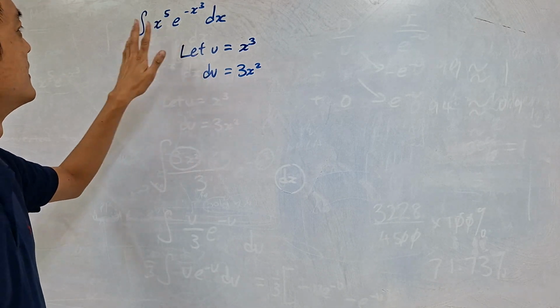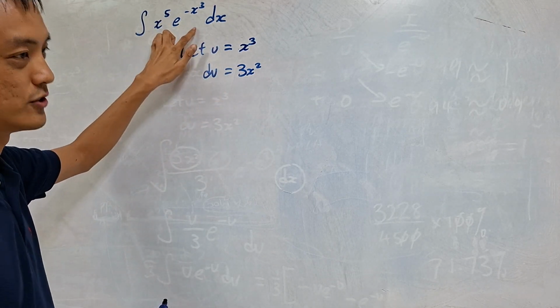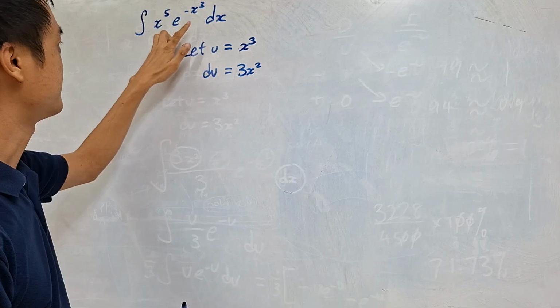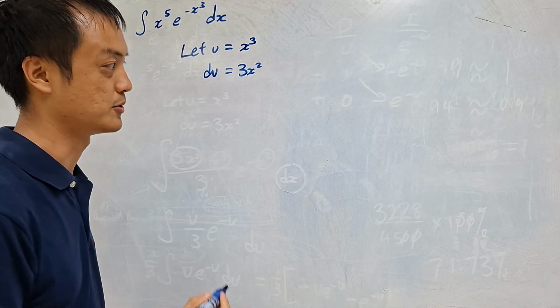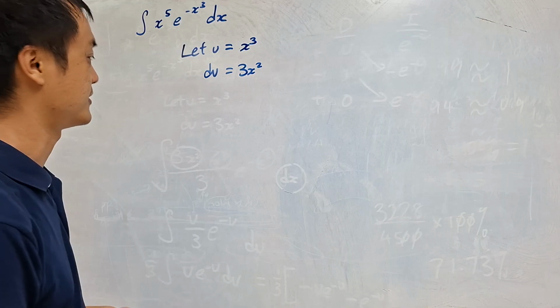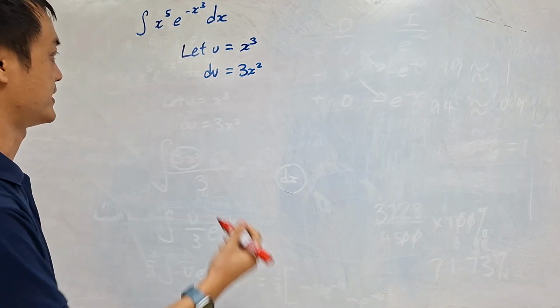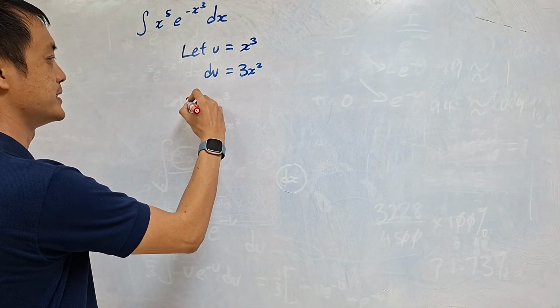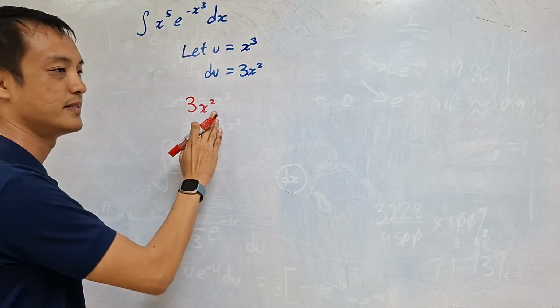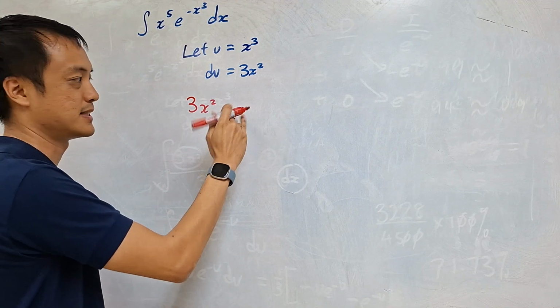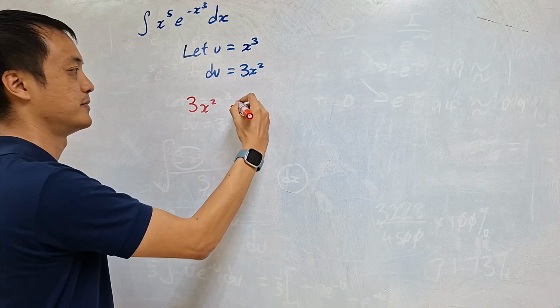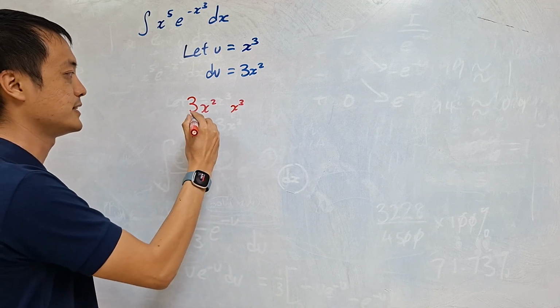Okay, now let's try to find 3x squared in the original equation. We can't find it, we can only find x to the power of 5. So let's deconstruct x to the power of 5 to make things easier for us. x to the power of 5 will be 3x squared. Then we ask ourselves what's missing over here. Next to 3x squared, what's missing will be x cubed. And what's extra here is the 3.